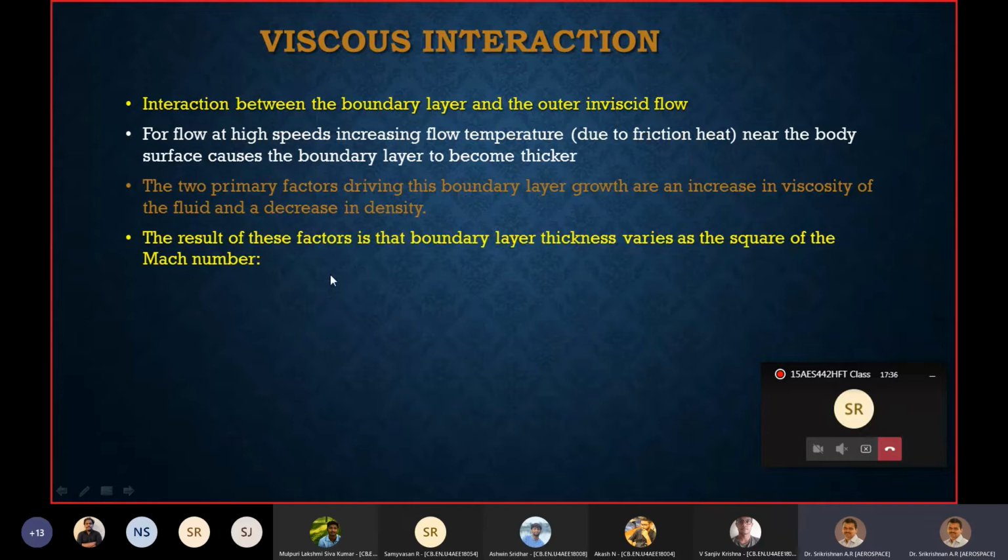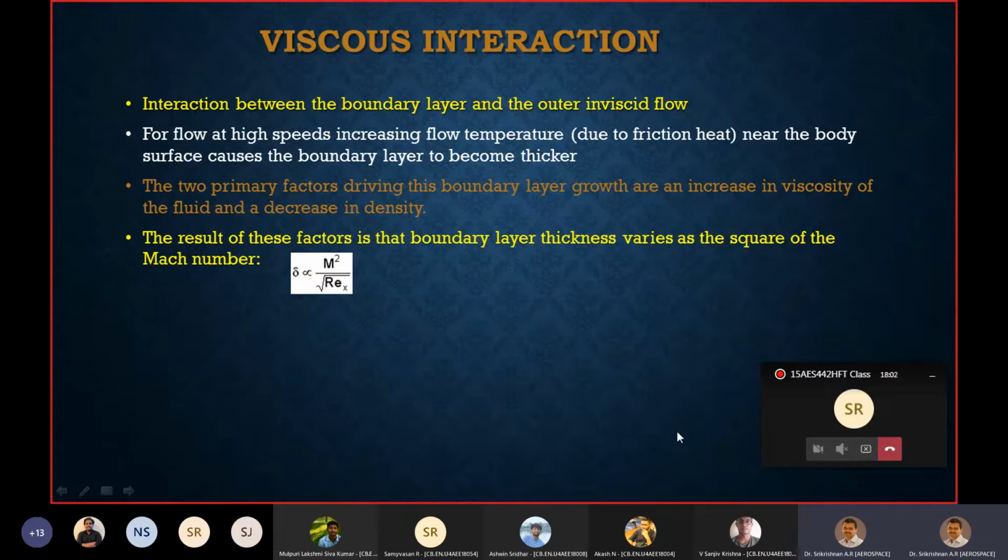So boundary layer becomes thick, and also one more thing to be noted here, the delta, the thickness of the boundary layer, is 1 by square root of Re. You probably have studied that in fluid mechanics. It's inversely proportional to the square root of Reynolds number. The higher the Reynolds number, the thickness tends to be less.